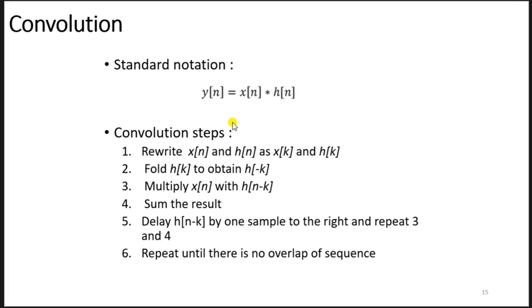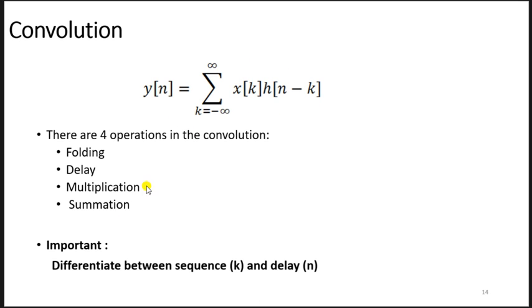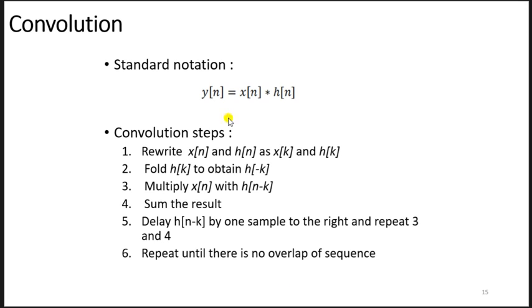Now, apa yang kita kena buat? Okay. Alright. This is the standard notation. Okay. Tadi dia punya mathematical notation. Ini adalah standard notation. Kalau tulis macam ni means dia ada convolution. Alright. So what we have to do is we rewrite dulu xn jadi xk. So that's why k tu jadi sequence number sebab kita menulis semula. Alright. And then we fold.